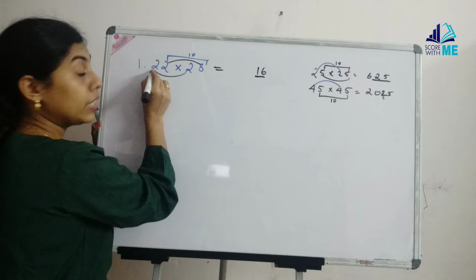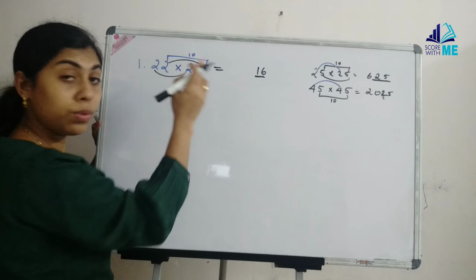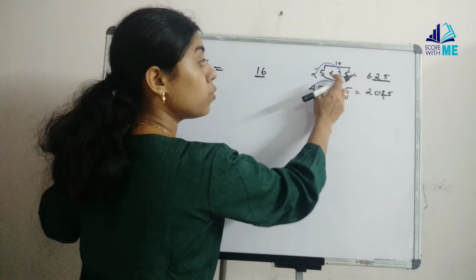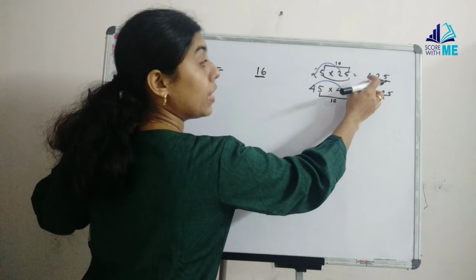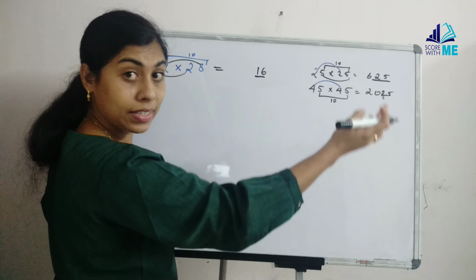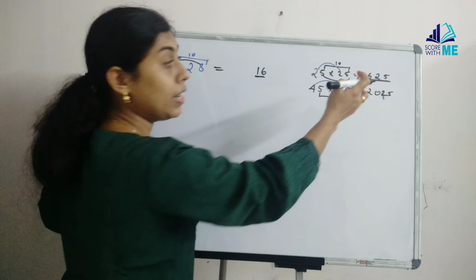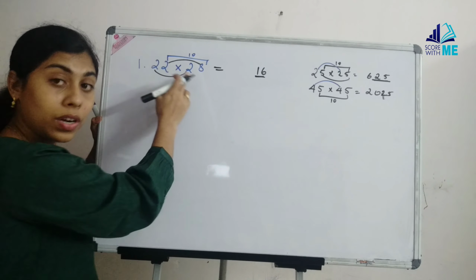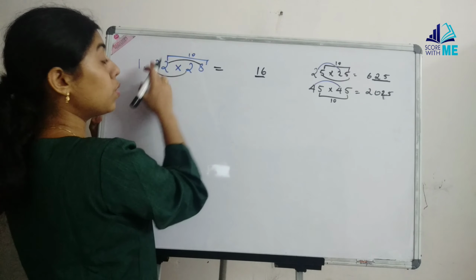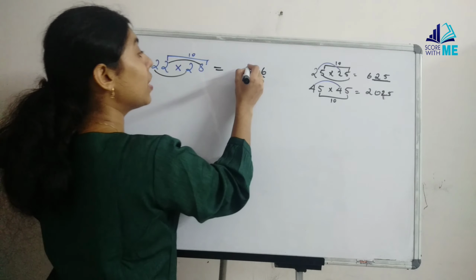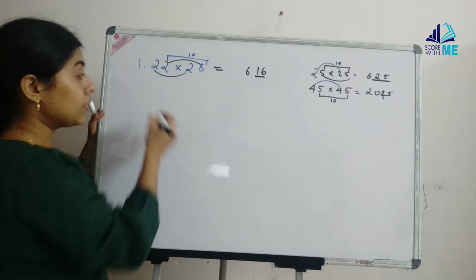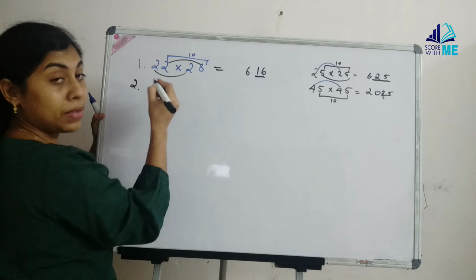Now the tens place, 2, 2, they are the same. Here also 2, 2 they were the same. So how did we get 6? 2's next number, 3, 2 into 3 when multiplied gave us 6. Here again 2 and 2 is the same. So same pattern, 2's next number. So 2 into 3 should give us the answer as 616.